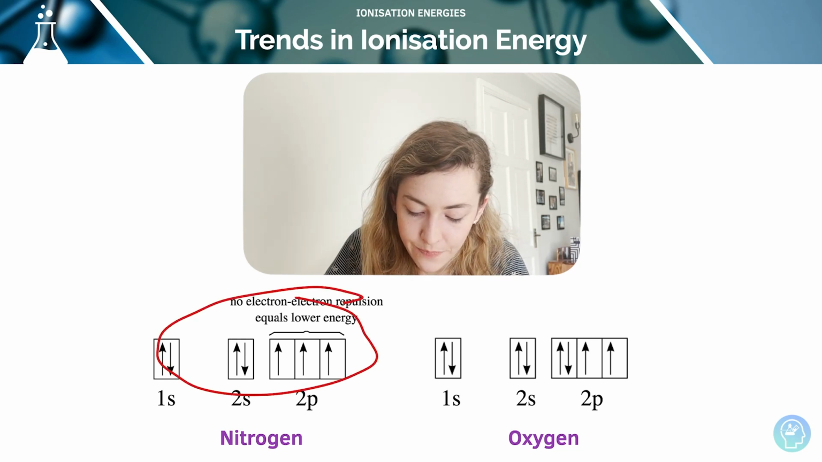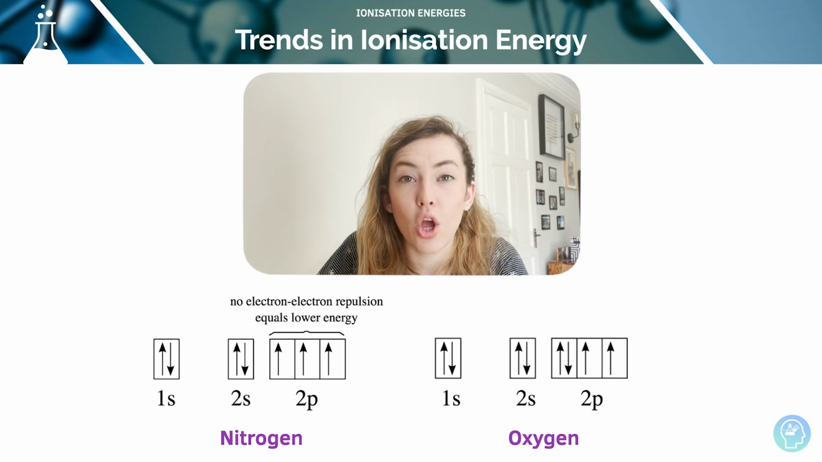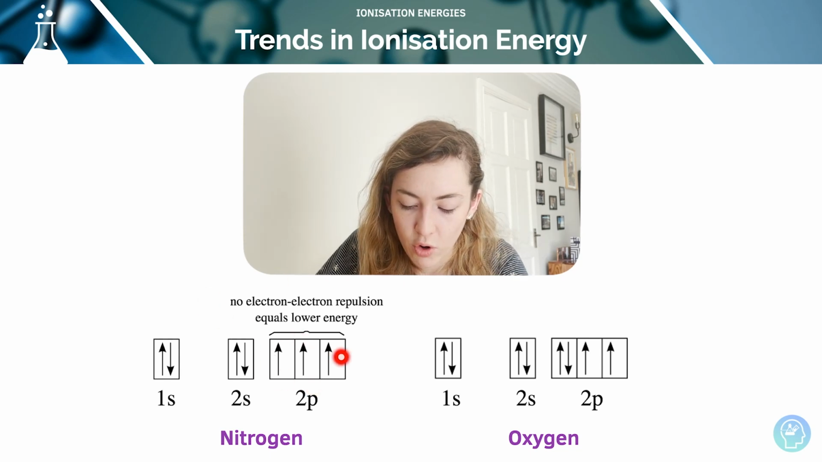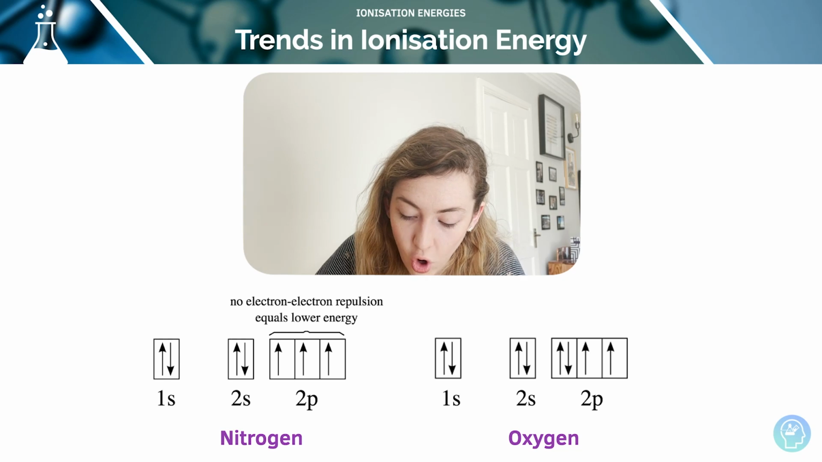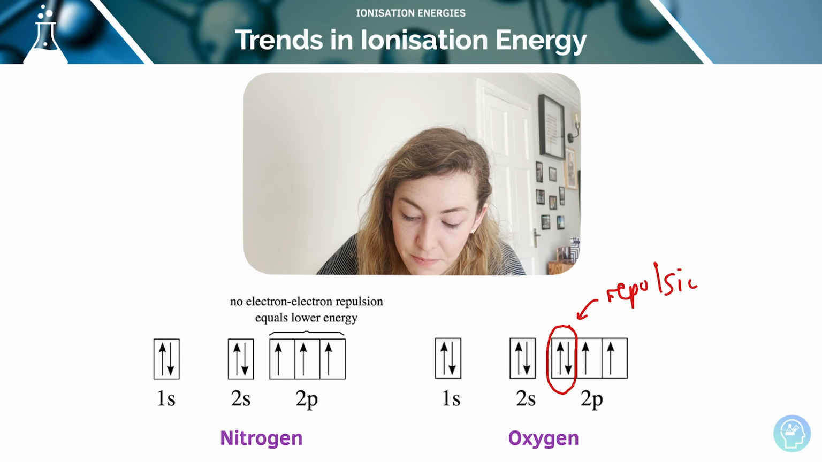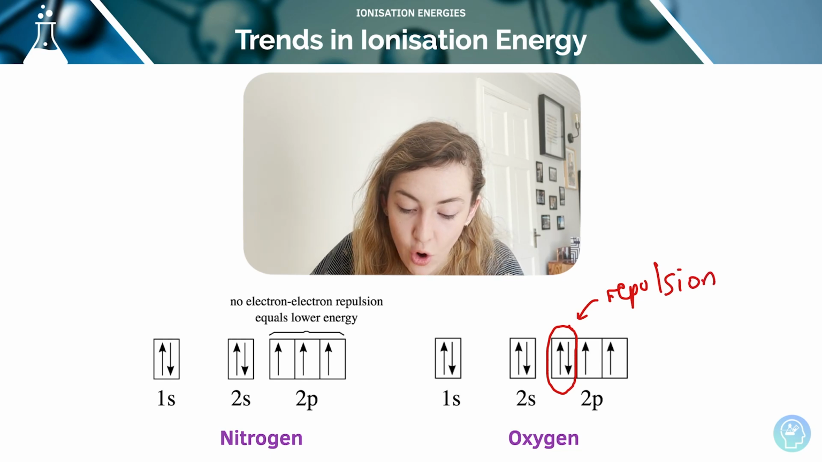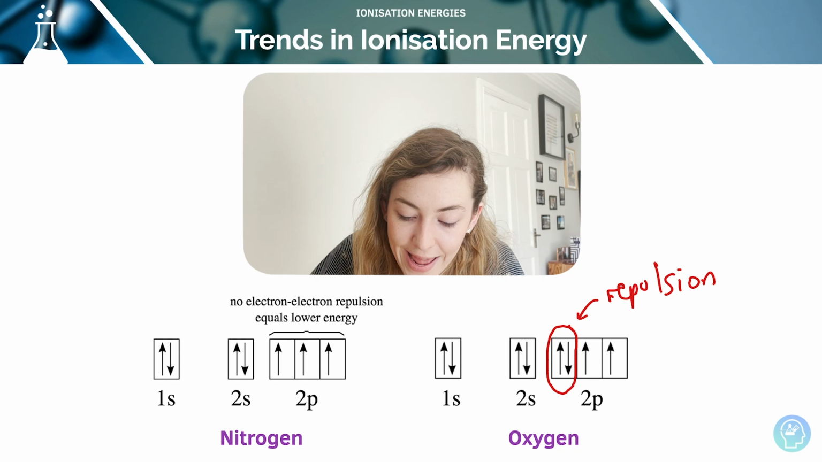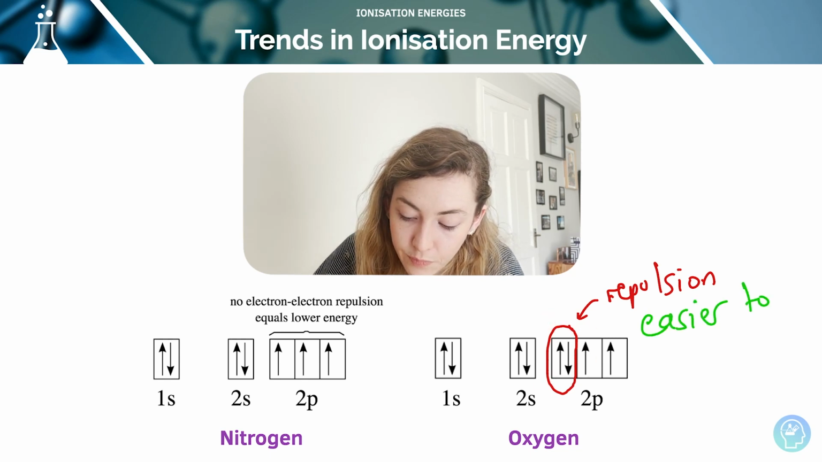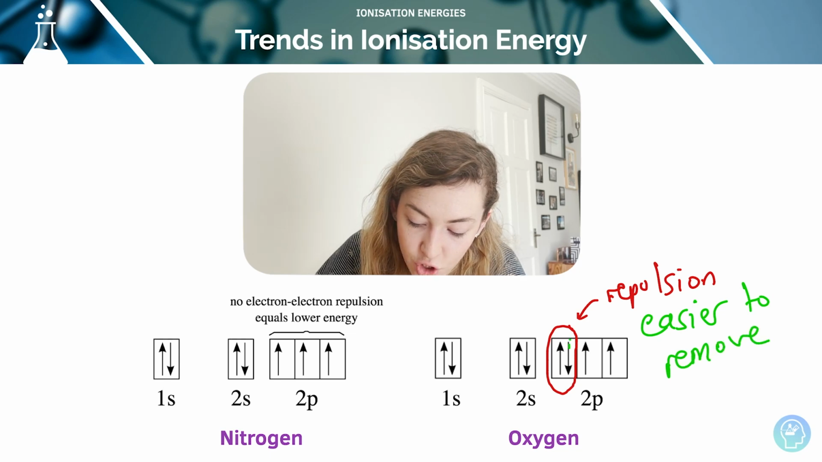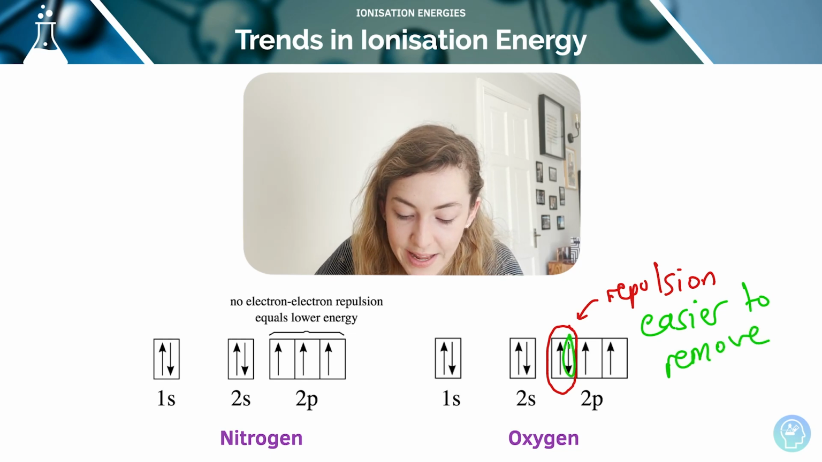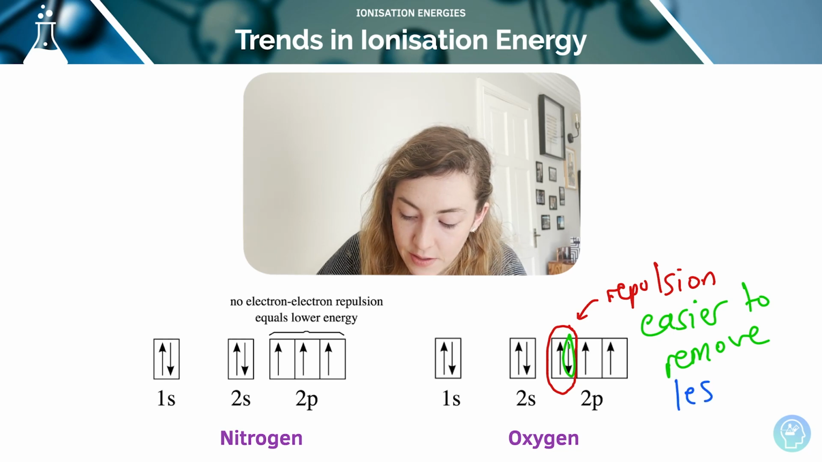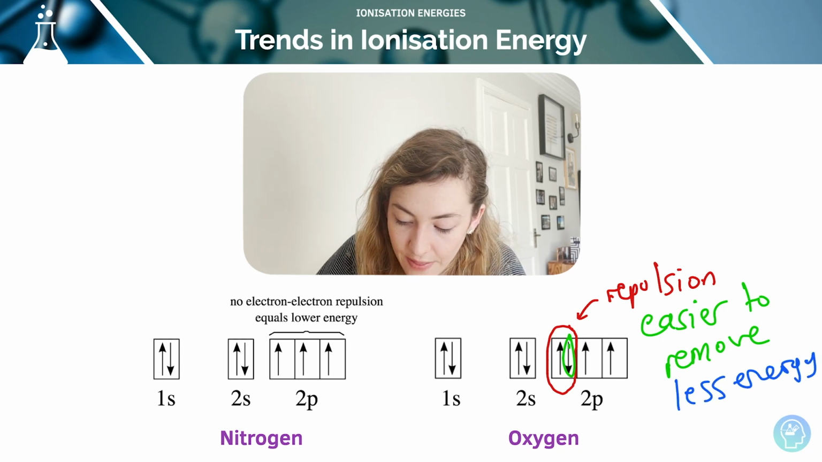So this is nitrogen, and we've got our 2p's. No electron-electron repulsion going on here. Whereas with oxygen, we've got some repulsion going on. There's more repulsion between a pair of electrons within an orbital. Okay, so electrons in shared orbitals are easier to remove. So it's going to be easier to remove this electron, for example. It's going to want to leave. So less energy required, and therefore finally that means lower first ionization energy.